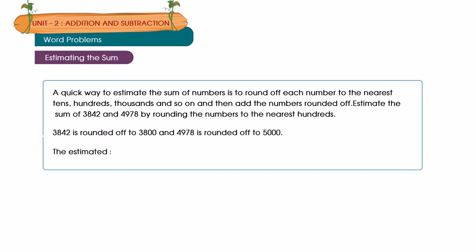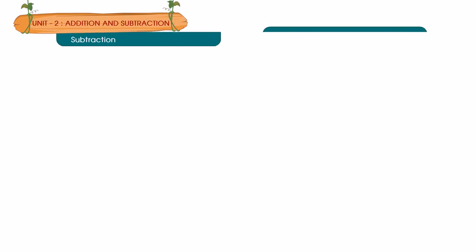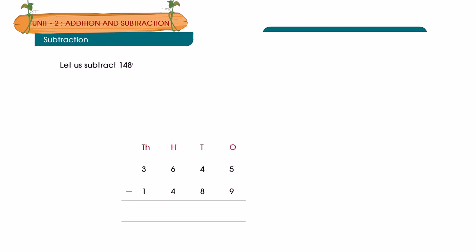The estimated sum of 3,842 and 4,978 is equal to 3,800 plus 5,000, which is equal to 8,800. Subtraction. Let us subtract 1,489 from 3,645. 3,645 minus 1,489 is equal to how much?